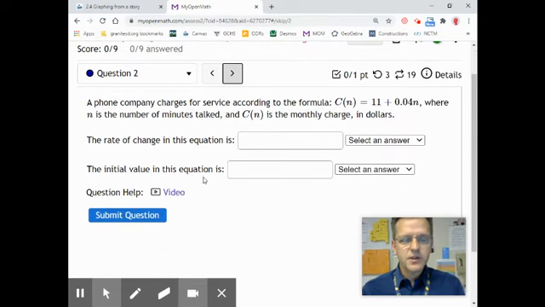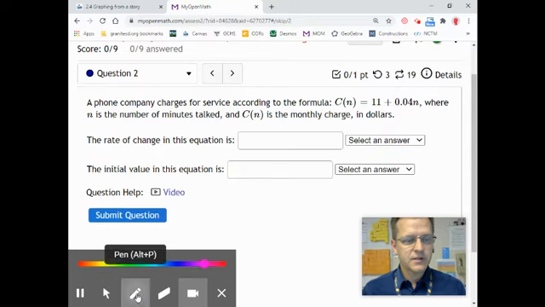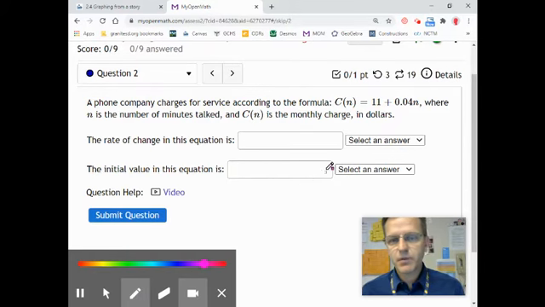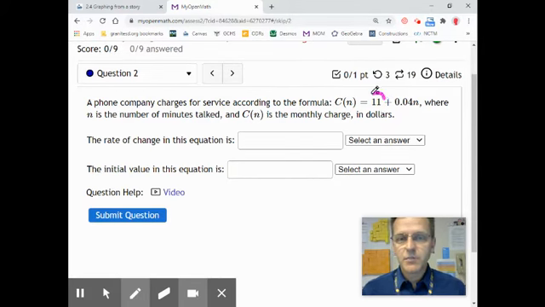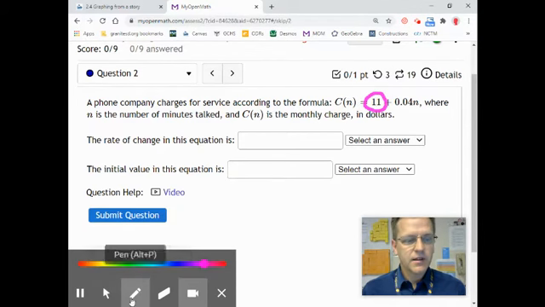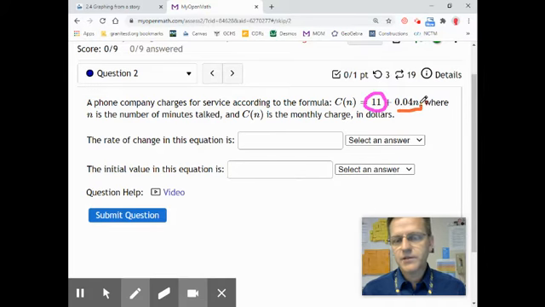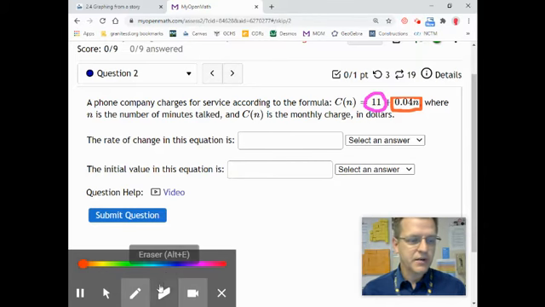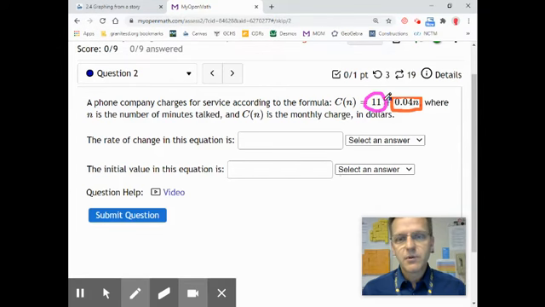A phone company charges for services according to this formula. Now, this is a little bit of an old-fashioned question because your phone plan probably is different than this. But it used to be that phone companies would charge you a monthly fee, and then they would charge you an amount per minute that you talked, or per text, or whatever. And I understand that most people have unlimited text and unlimited minutes. Not everybody does, but a lot of people do. And so maybe you're not used to thinking this way about a bill, but let's just take it this way.